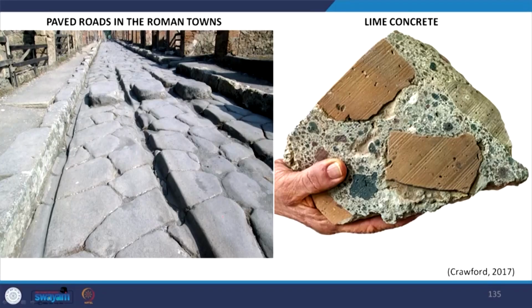Romans were more advanced than the Greeks in terms of technological skills, which they used to develop better infrastructure facilities and construction techniques. You can see in the given image, lime concrete was invented by the Romans, and you can see the stone paved roads.